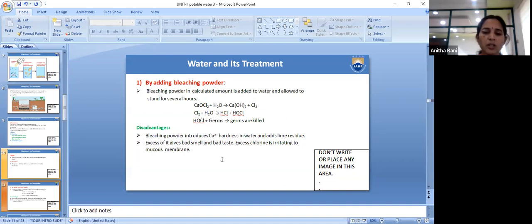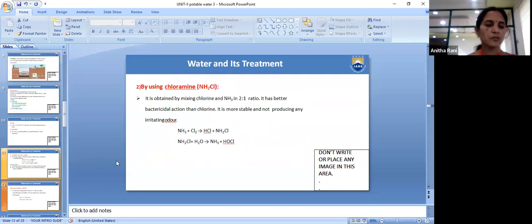But one disadvantage of using bleaching powder is that it introduces hardness in water. So that is a disadvantage when we are using bleaching powder as a disinfectant. Also, excess of it gives bad smell and bad taste, so we cannot use more bleaching powder. And excess chlorine is irritating to mucous membrane.